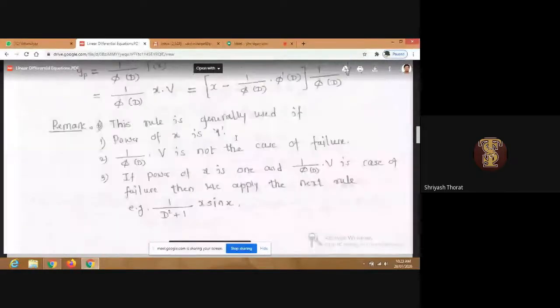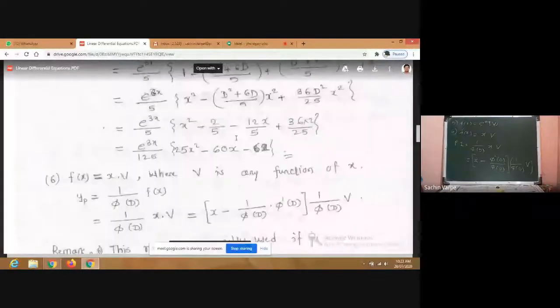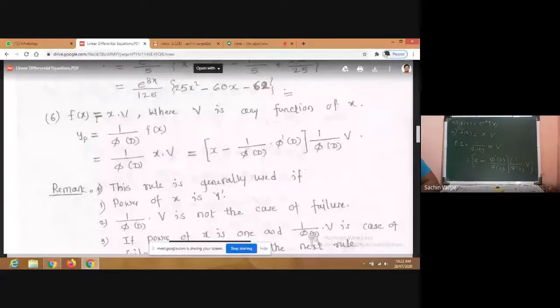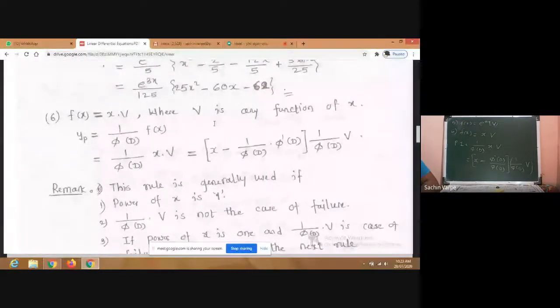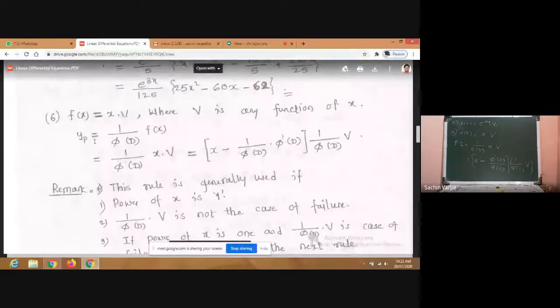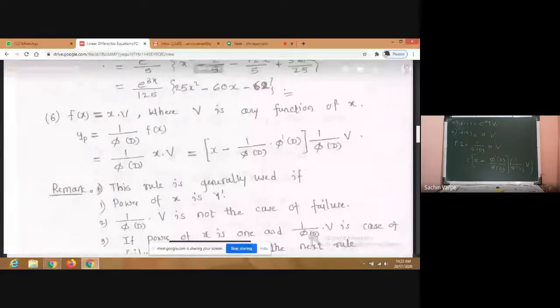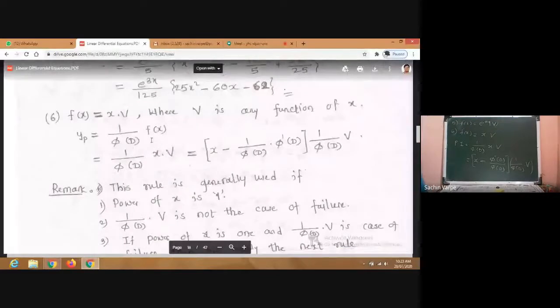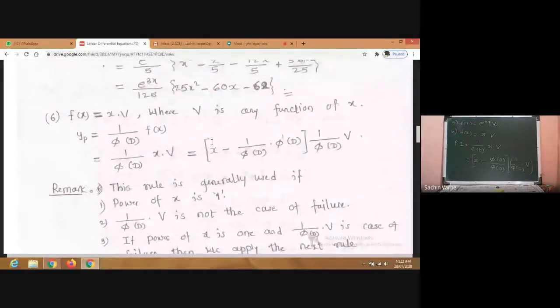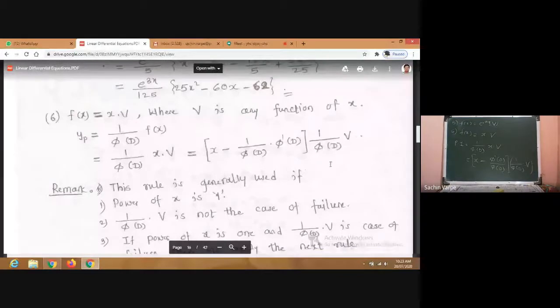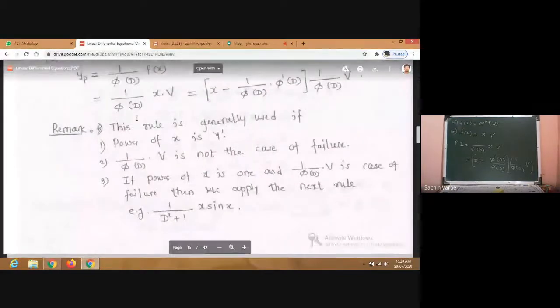Yeah. Okay, so this is case number 6. When f of x is x into v, where v is any function of x, then y p or the particular integral is what? 1 upon phi of d into f of x, where f of x is x into v. So it can be written as x minus phi dash of d upon phi of d, into 1 upon phi of d into v. So these are some remarks or notes we can say.